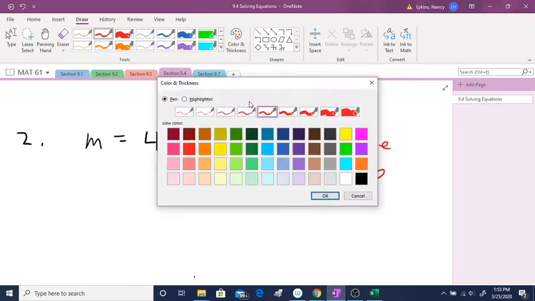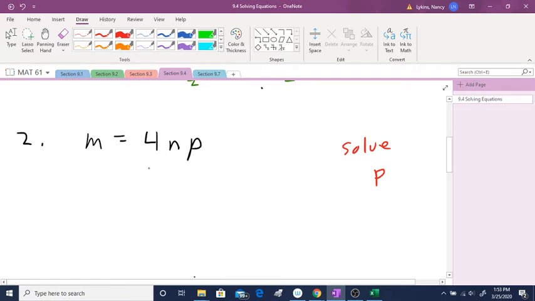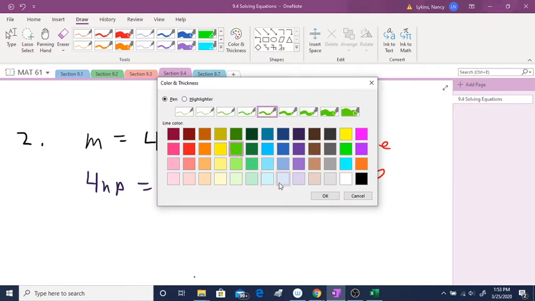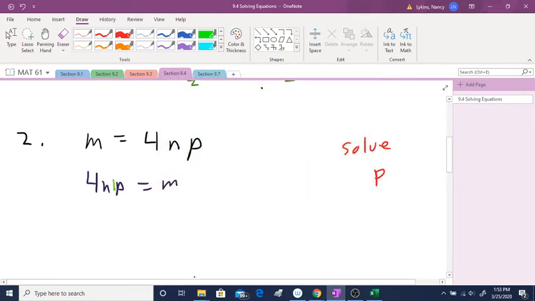My next problem I think is a little bit easier, because I'm solving for P. So what I would just go ahead and do right off the bat is switch this around to 4NP equals M. And now I want to solve for P. So I need to get rid of my 4N by dividing. By doing this, my P equals M over 4N.